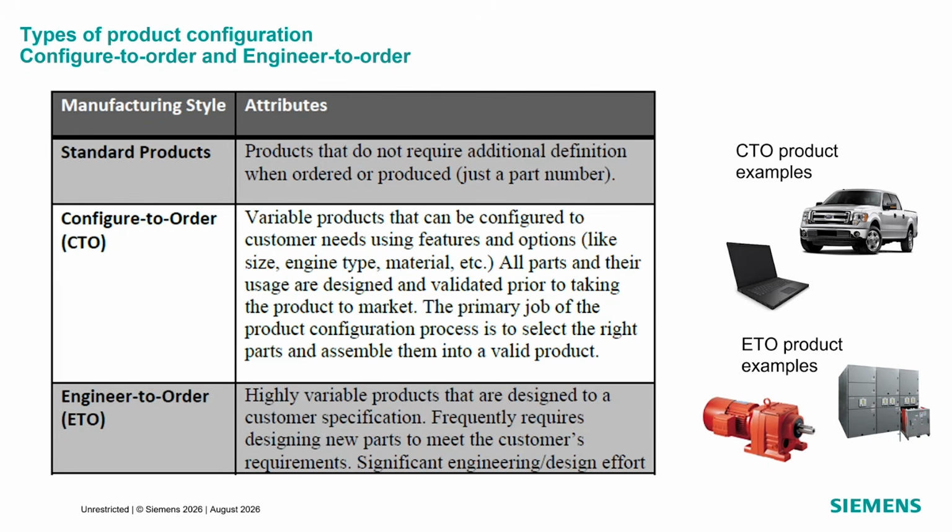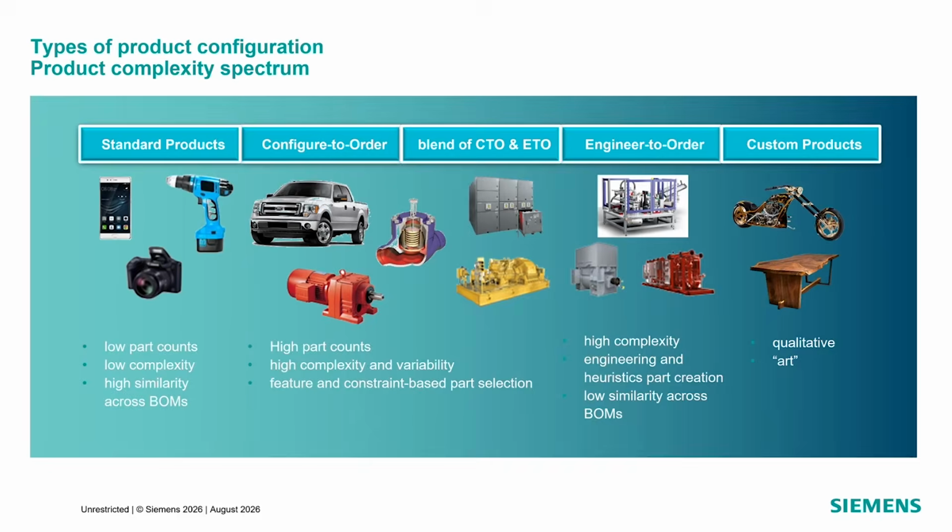Engineer to order supports products that require new or modified design content for a customer request. Rules, calculations, and engineering knowledge really guide these changes. One of the examples here could be a pump, right? If you want a pump that is fully customized with the customer requirements and so on. But in reality, many of your businesses already use both approaches depending on the product and the order. So again, as I said at the beginning, product configuration is really a spectrum, not a binary choice.